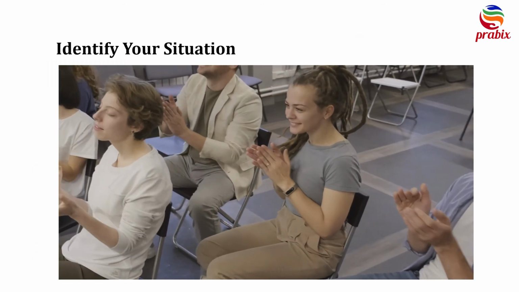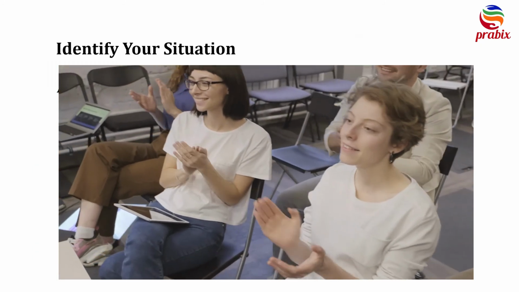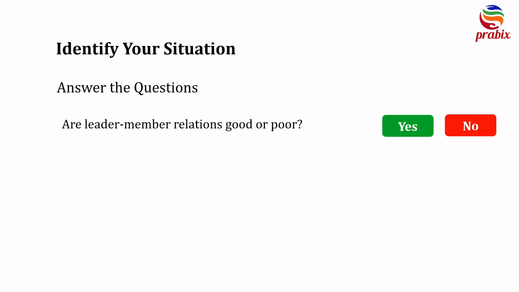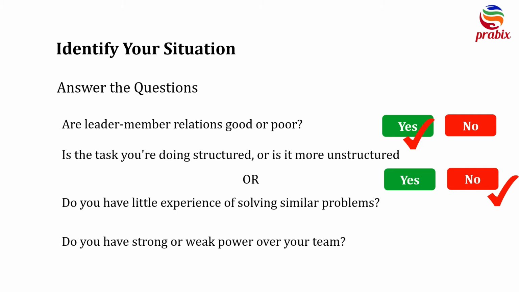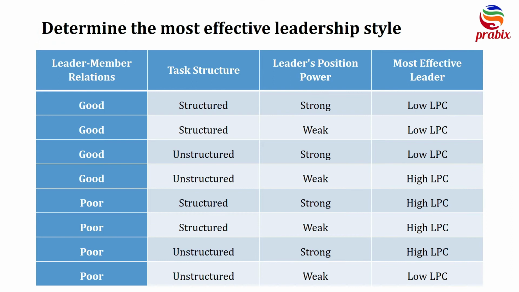Imagine that you're leading a team who likes and respects you, so your leader-member relations are good. The project you're working on together is highly creative, that is unstructured, and your position of power is high since, again, you're in a management position of strength. In this situation, a task-focused leadership style would be most effective. Means a low LPC leader will perform well.